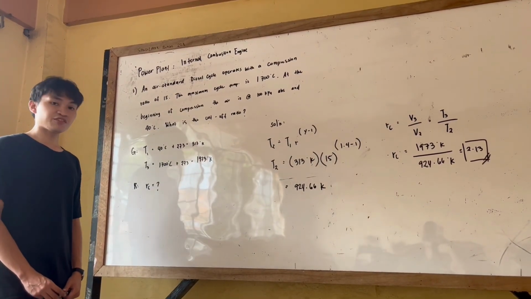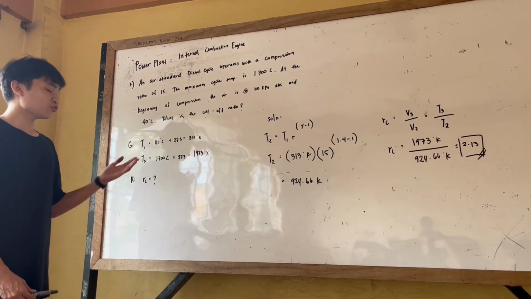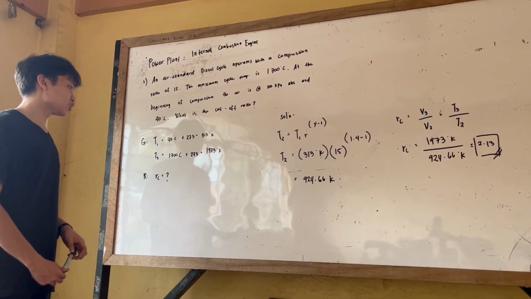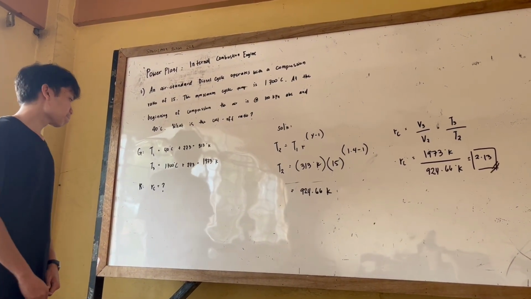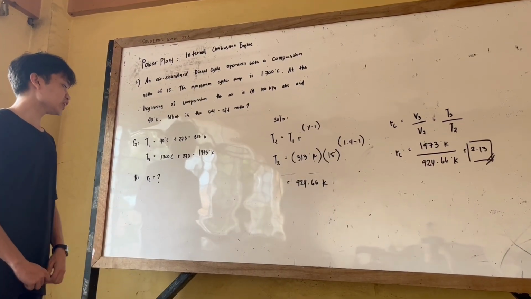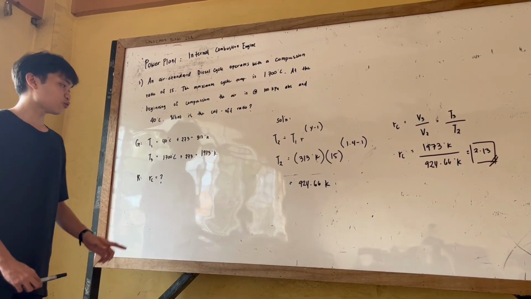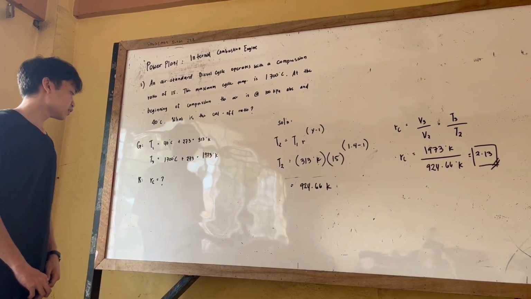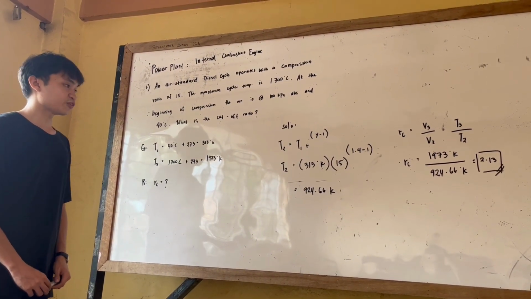So we need to find the given first. If T1 is equal to 40 degrees Celsius, we need to convert it to absolute temperature by adding 273, which gives 313 Kelvin. Next is the temperature T3, we have 1700 Celsius, converted to Kelvin, we have 1973 Kelvin. So the required in this problem is the cutoff ratio.